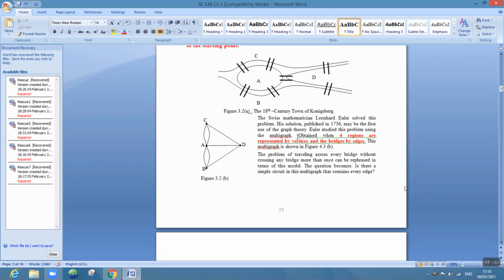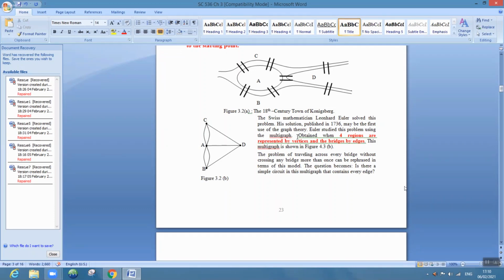So this is the graph. This graph they draw in some different shape. When you think about the degrees, C has degree 3, A has degree 5, B has degree 3, D has degree 3. All are odd degree. Therefore, it is not possible.